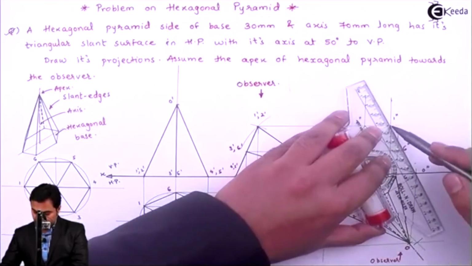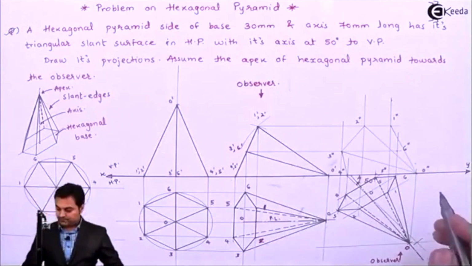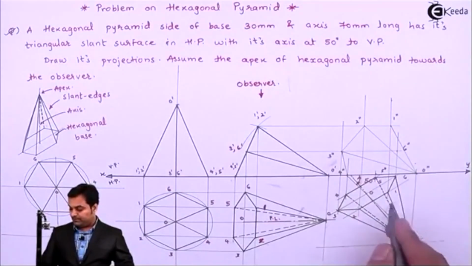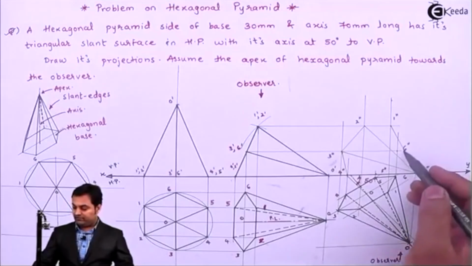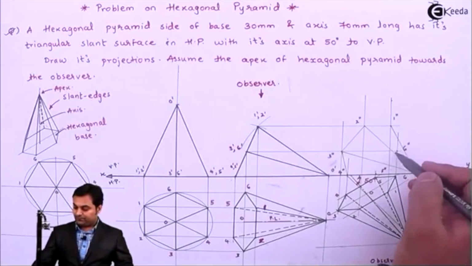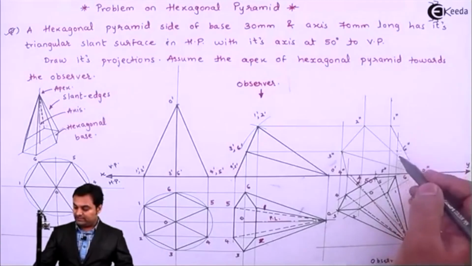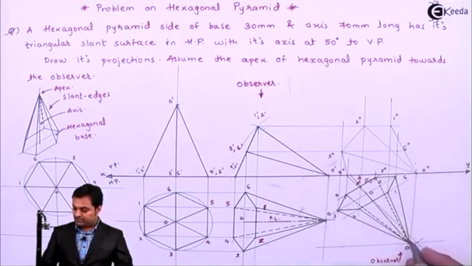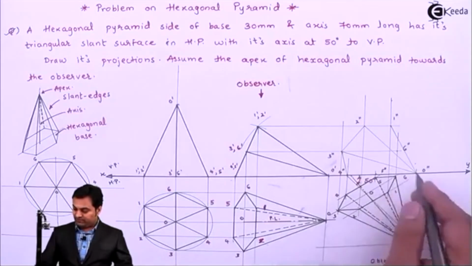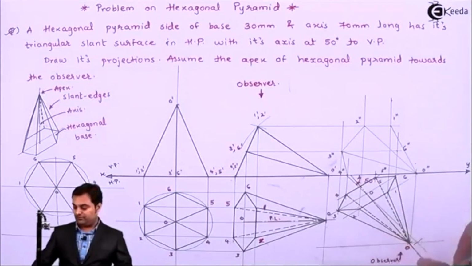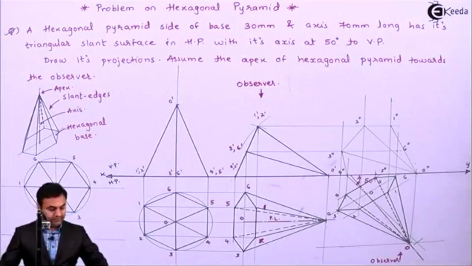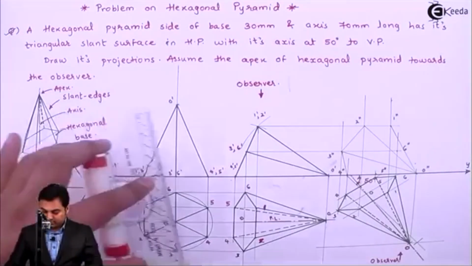So connecting 1 double dash to O double dash, that is this triangular face O12 will be visible, but the triangular face which is connecting this 6 double dash to 1 double dash and 5 double dash, that will be hidden, that is O16 will be hidden and O15 will be hidden, because they are going away from the observer. The observer is here, those triangular faces are behind, so it means the remaining triangular faces will be hidden. So I'll make dark the visible portion.